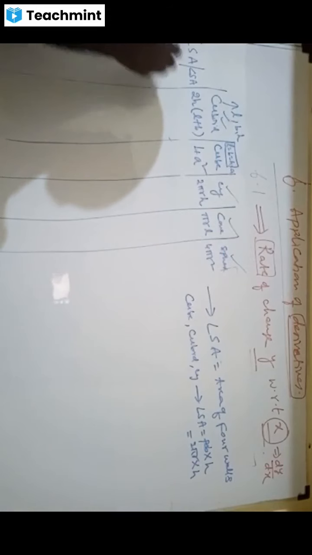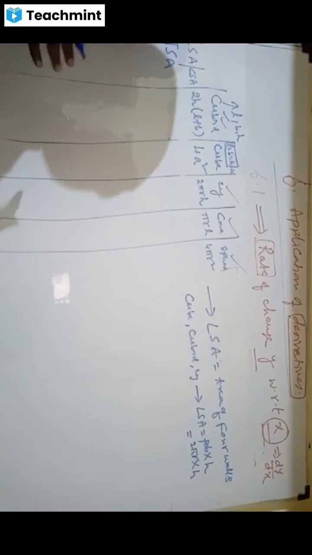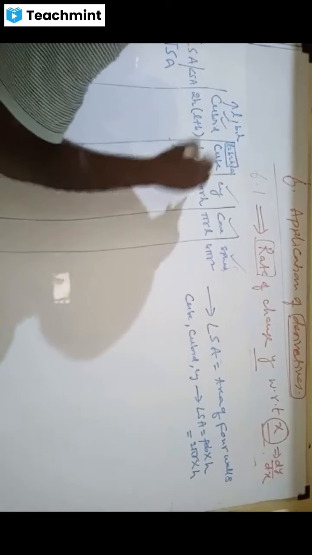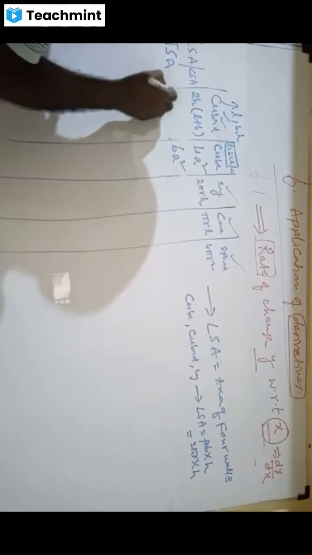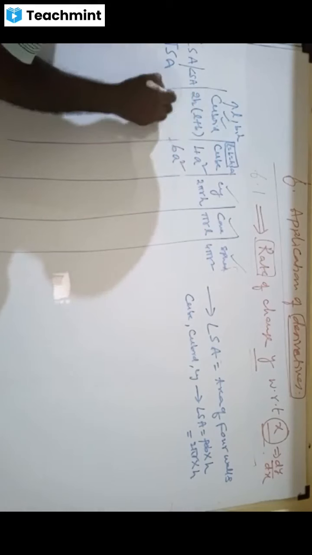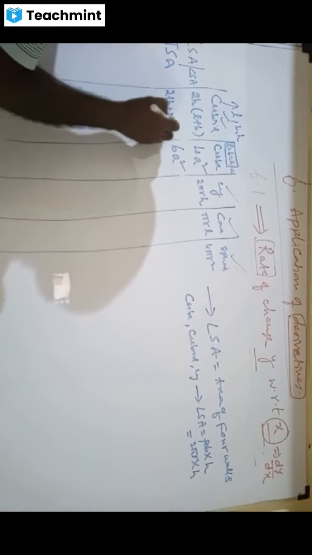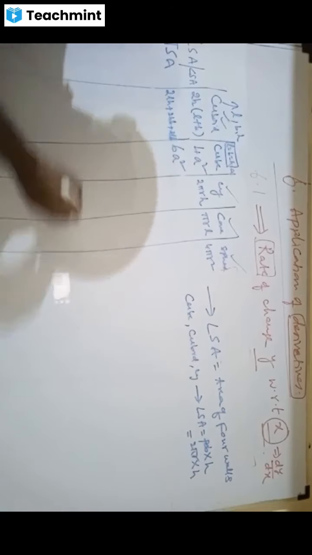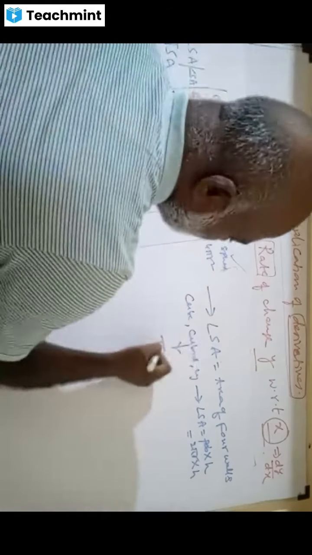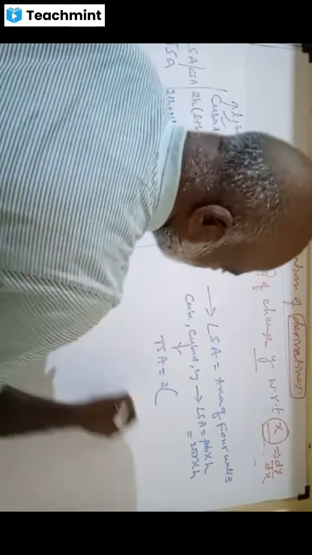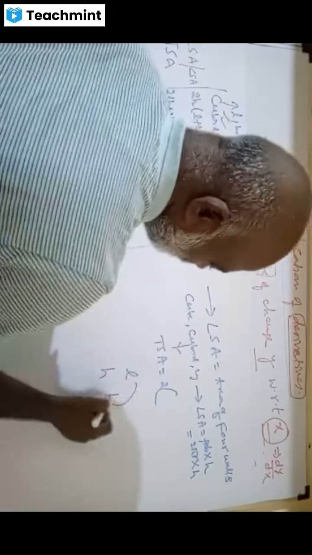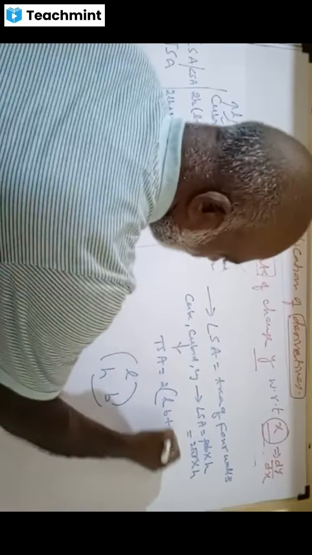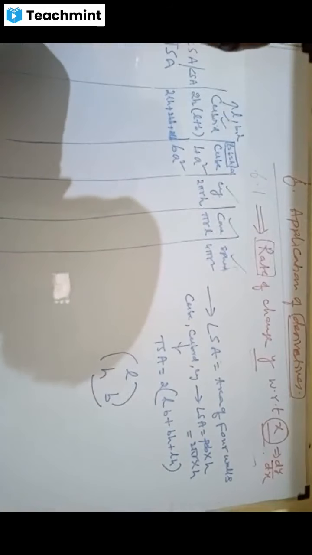Next is TSA. TSA means total surface area, meaning 6 faces. That's called 6a square. For cuboid, TSA is 2LH plus 2BH plus 2LB, that is 2 times (LB plus BH plus LH). Am I overdriving? Shall I simply skip and go?